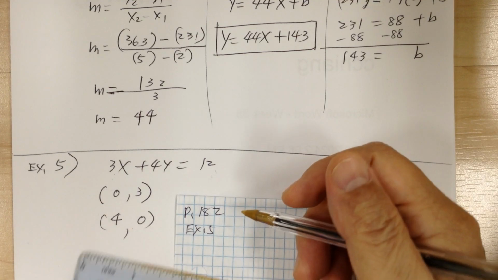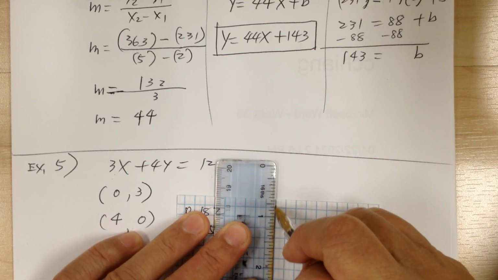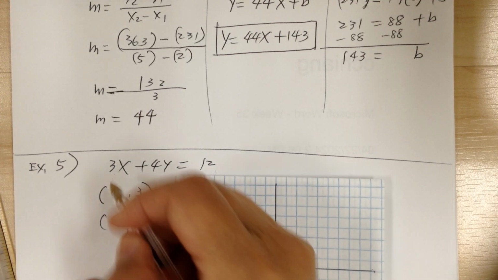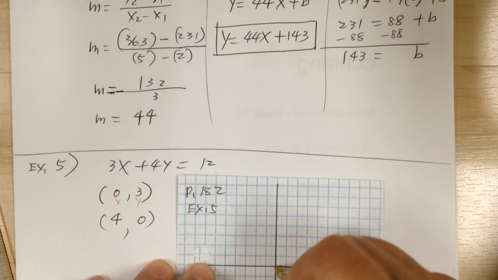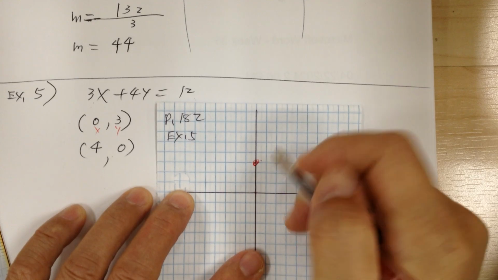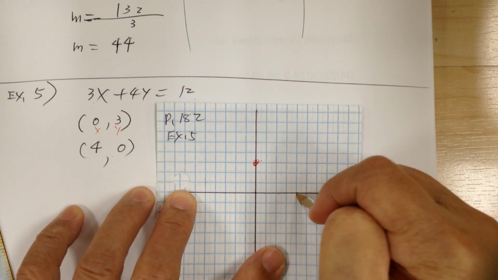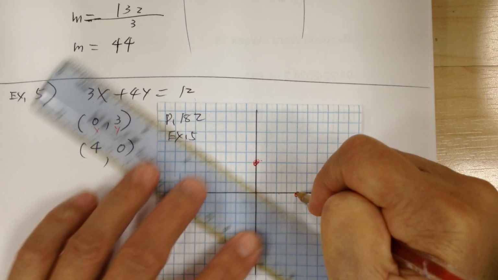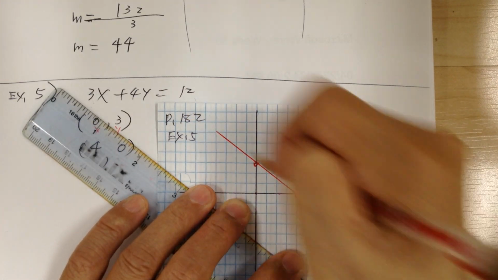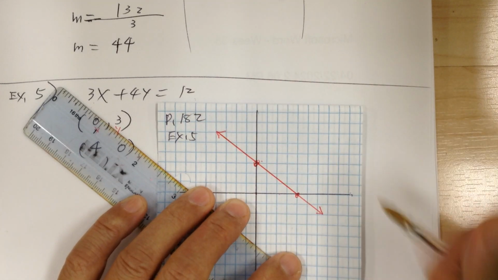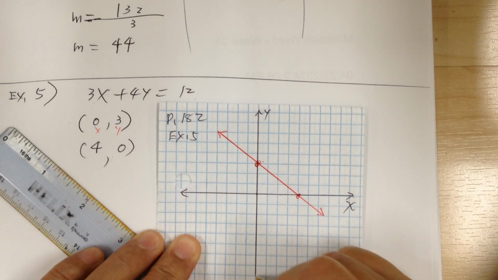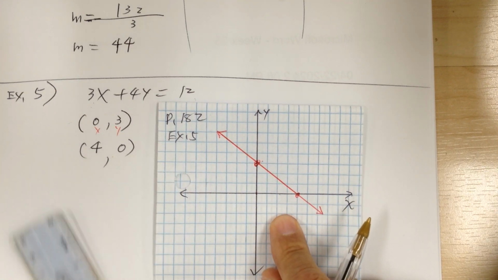This is called the intercept method of graphing. So over here, the first point is (0, 3). Remember, that's your x and your y. That's right over here. The next point is (4, 0), so it's right over here. And then you just connect the two dots and put an arrow on the end, which means the line goes on forever. And that's it. That's how you graph.